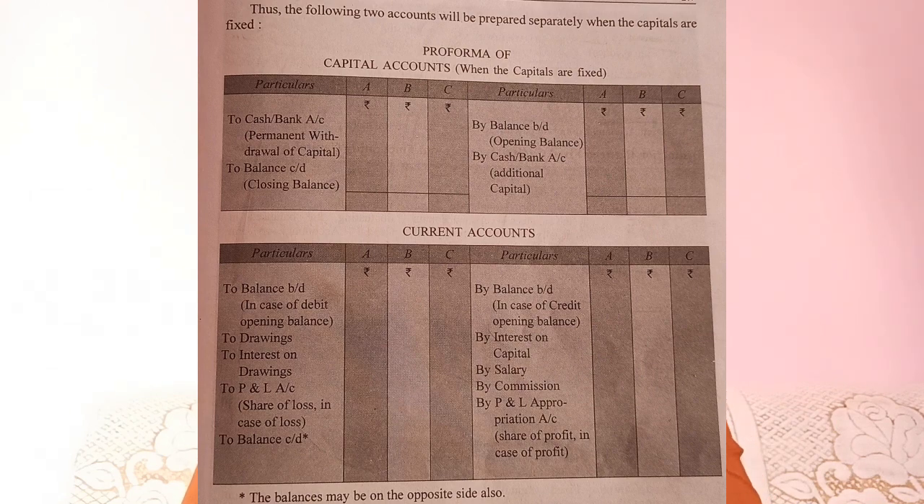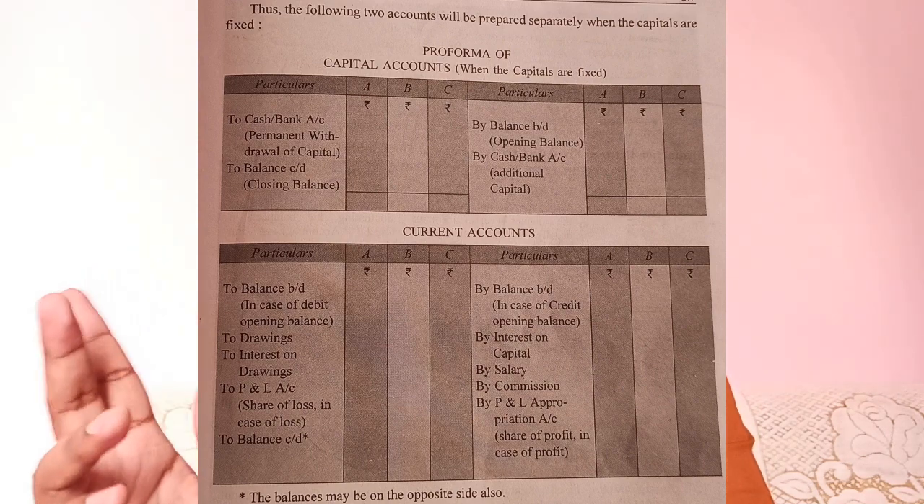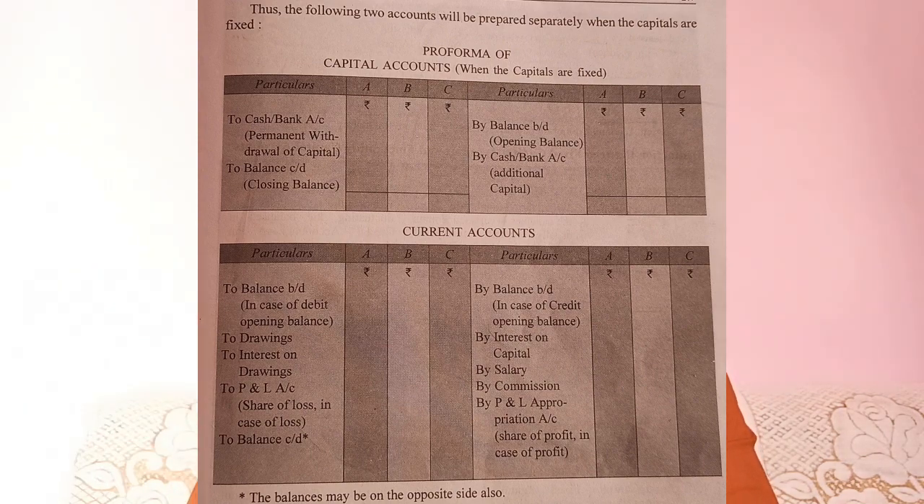The next account prepared is the current account. In the current account, on the credit side comes by balance brought down, in case of a credit opening balance. This means the balance on the capital account is brought to this current account. And by interest on capital, by salary, by commission, and by profit and loss appropriation account. This means the profits in the profit and loss appropriation account come to this current account.